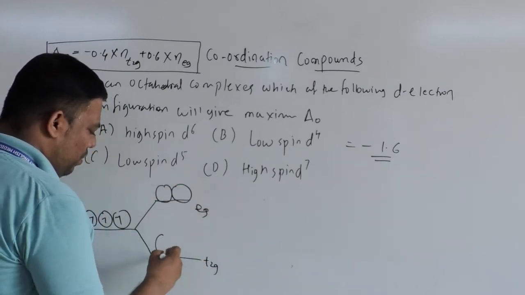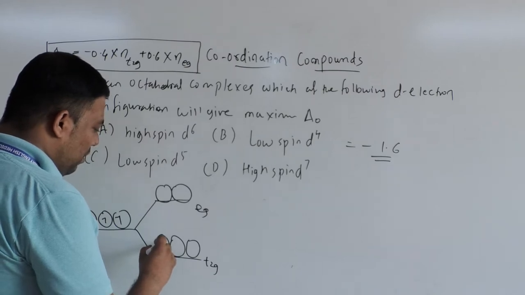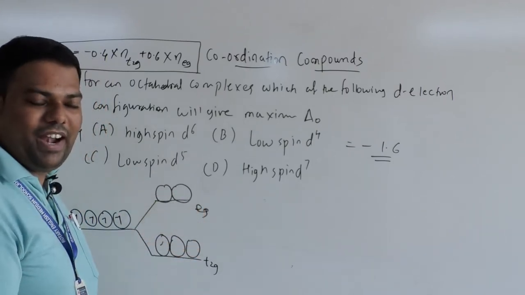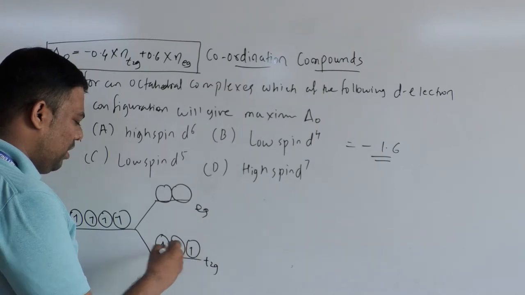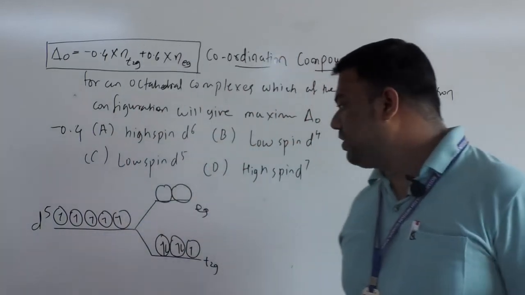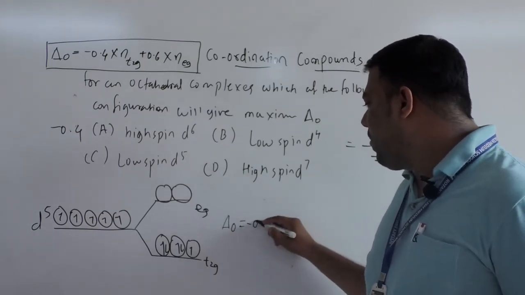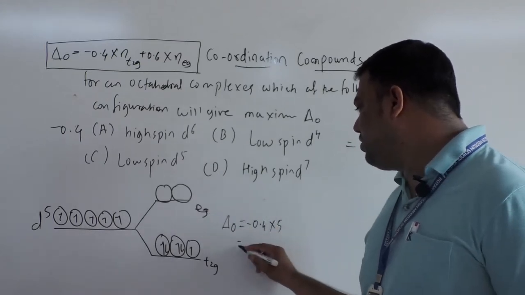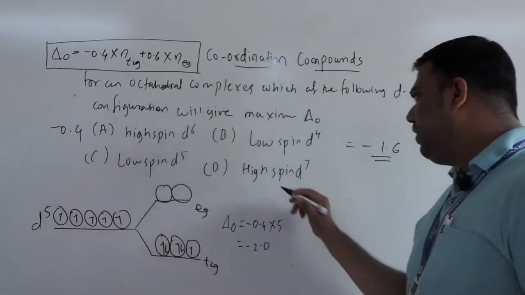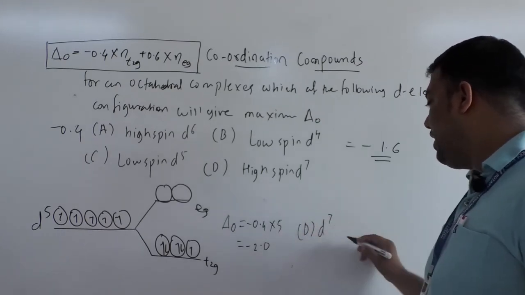Here, 1, 2, 1, 2, 3. Okay. Now these 5 electrons we have to fill. But it is low spin, so low spin means what? Strong field. So it has a tendency to pair up downside only: 1, 2, 3, 4 and 5. Okay. I hope you understood this. So what will be your calculation? Yes, -0.4 into 5, because there are no electrons upside. So what you will get? Yes, you will get -2.0.